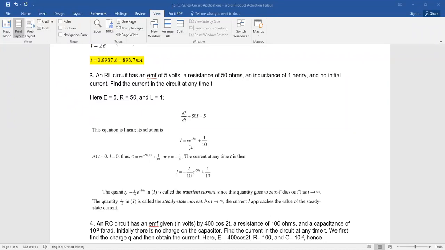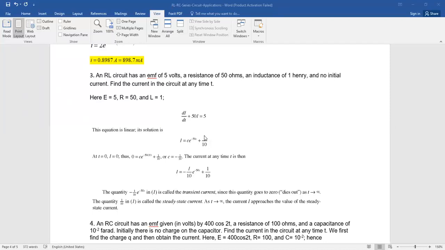If you substitute the condition that there's no current flowing in the circuit at time 0, then at t equals 0, i is 0. If you substitute it here, this is 0, this is 0, this would be C. Then your C will be negative 1 over 10. Because e raised to 0 is 1, so this would be C. Your current i here is 0. So 0 is equal to C plus 1 over 10.